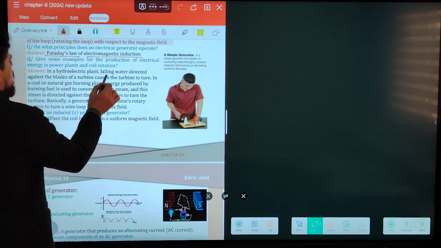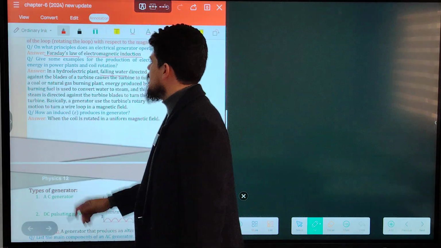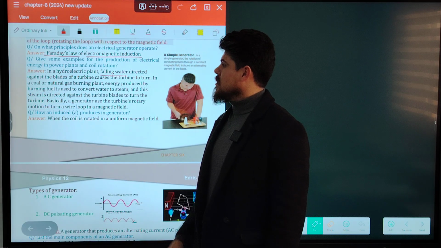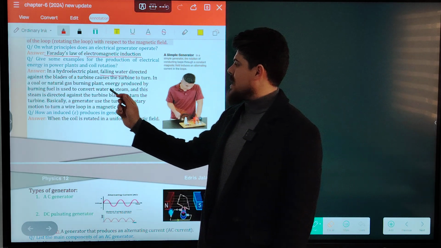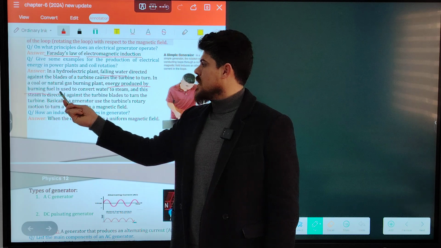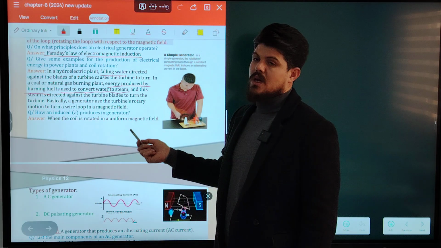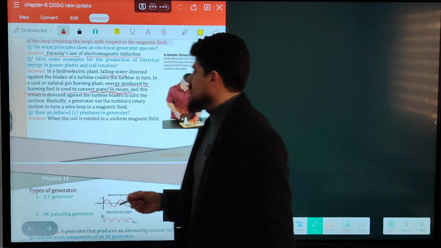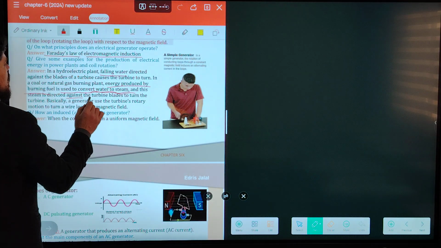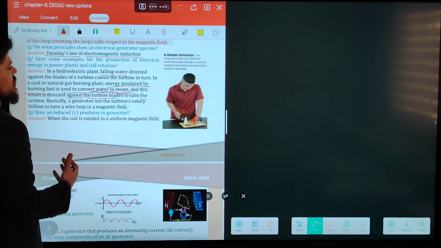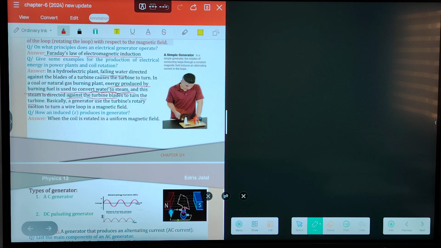In a hydraulic plant, falling water directed against the blades of a turbine causes the turbine to turn. In a coal or natural gas burning plant, energy produced by burning fuel is used to convert water to steam, and this steam is directed against the turbine blades to turn the turbine. Basically, a generator uses the turbine's rotary motion to turn a wire loop in a magnetic field.